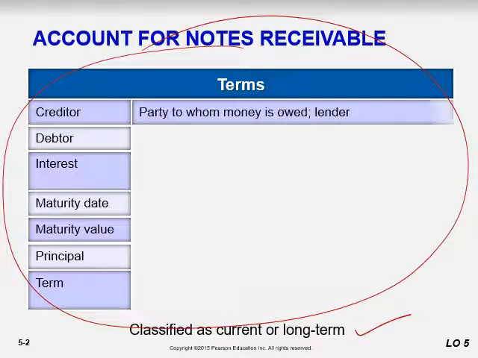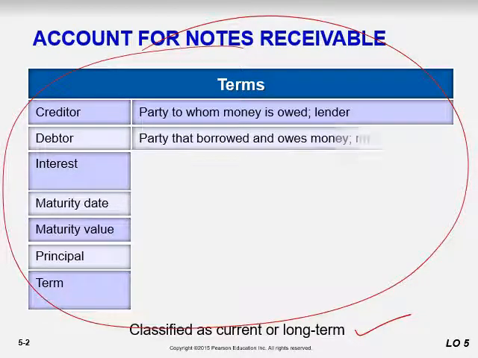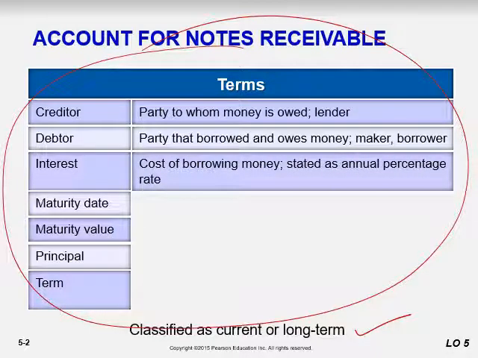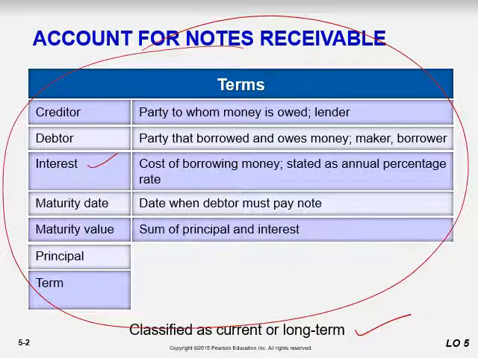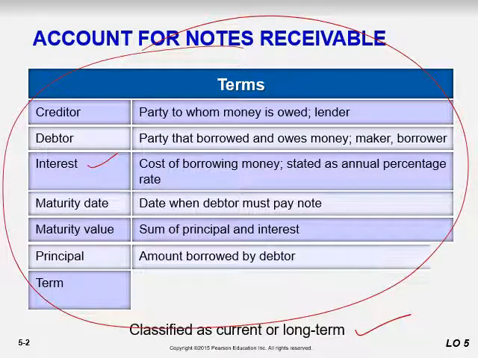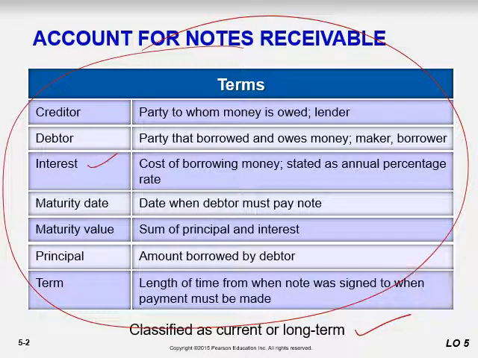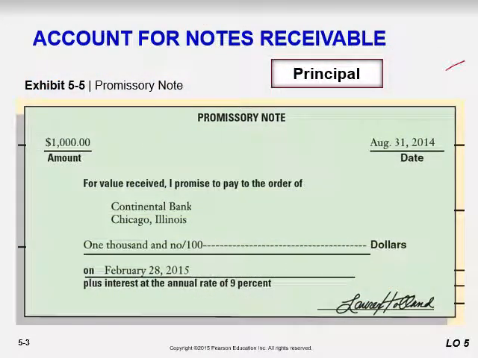The term creditor means party to whom money is owed. Debtor means party that borrows and owes money, which means maker or borrower. There's going to be a cost of borrowing, which we call interest. There's going to be a maturity date, up till when this debt or receivable is due. Maturity value is at the end, how much money is going to be paid. There's going to be a principal amount, and terms are the length of time from when notes were signed to when payment must be made. So this is an example of notes receivable.